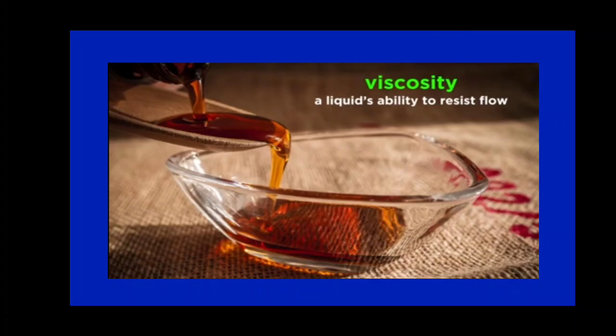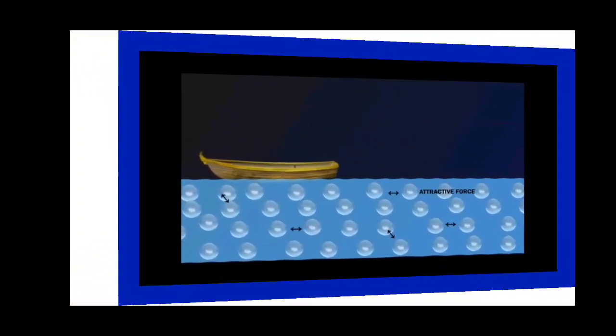Honey shows a resistance to gradual deformation. See here, water gets deformed very easily, but honey shows a resistance to gradual deformation, and this can be informally called thickness. Now this property, which is nothing but the resistance to gradual deformation, is called viscosity. And today we are going to have a look at viscosity, the property of a liquid in motion.